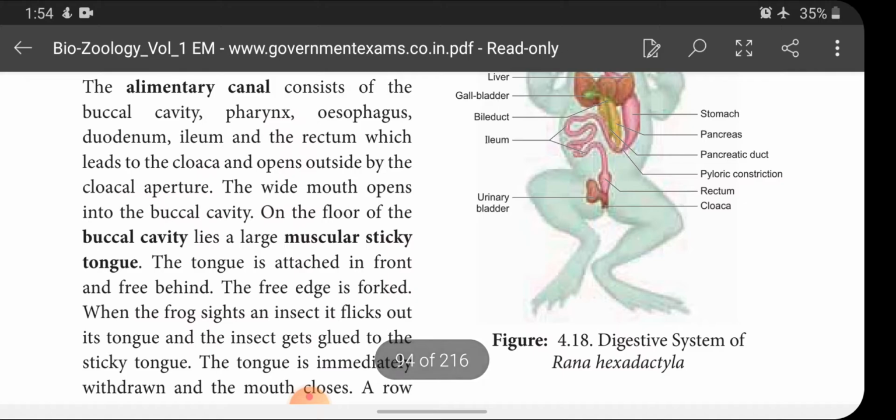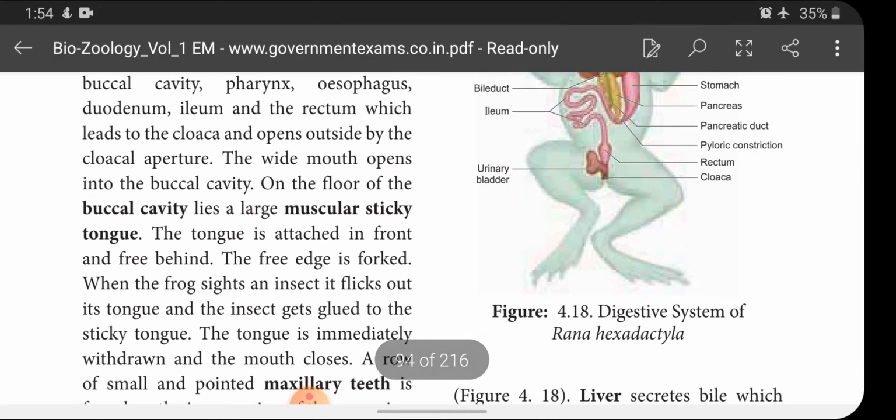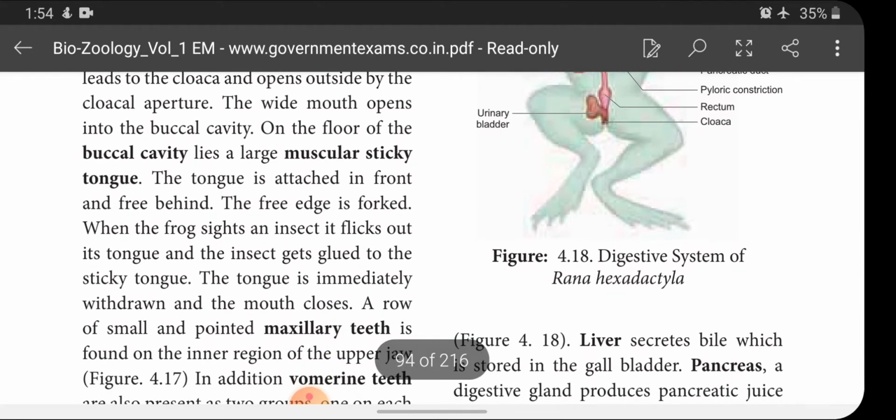The wide mouth opens into the buccal cavity. On the floor of the buccal cavity lies a large, muscular, sticky tongue. The tongue is attached in front and free behind. The free edge is forked. When the frog sights an insect, it flicks out its tongue and the insect gets glued to the sticky tongue. The tongue is immediately withdrawn and the mouth closes. This is the method by which the frog catches its food.